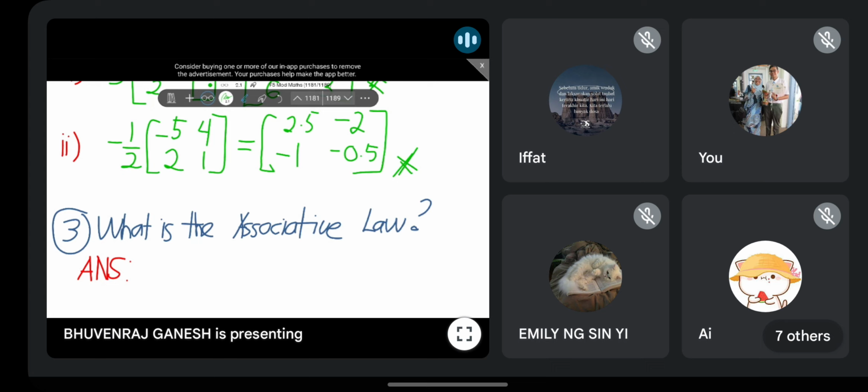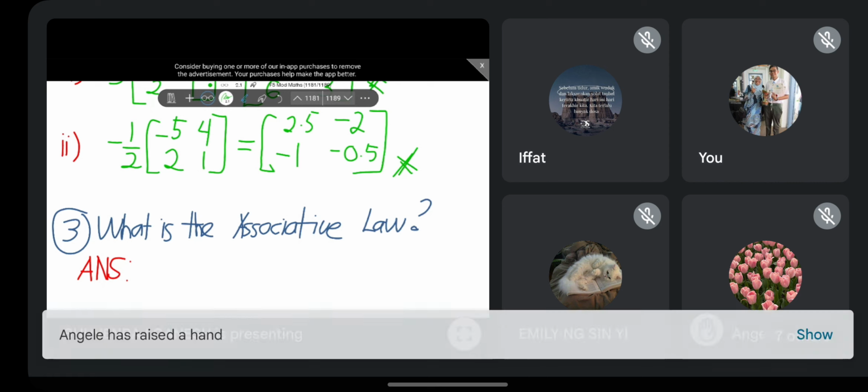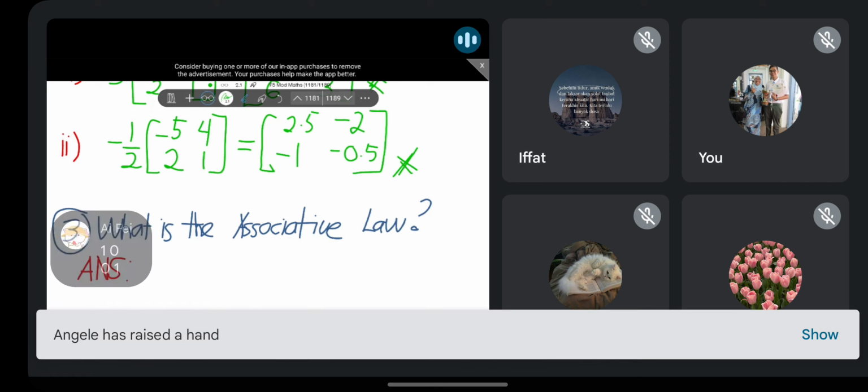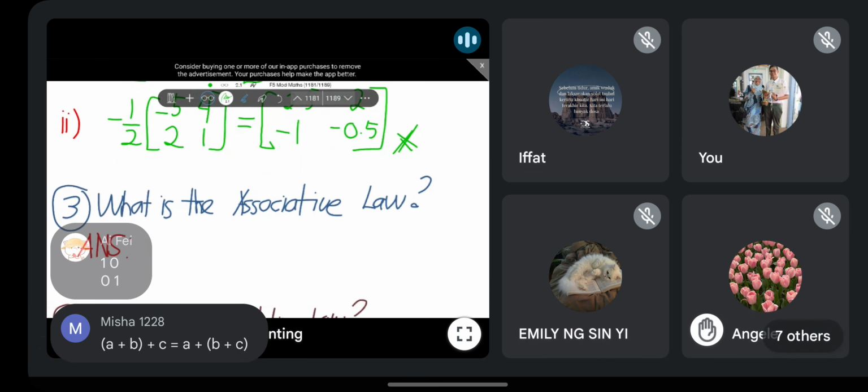If you don't know, you can raise your hand. Don't worry. If you don't know, no problem. I can explain again. Okay, so if you don't know, I'll explain. Wait, people have told already. Okay, very good. Misha, correct.